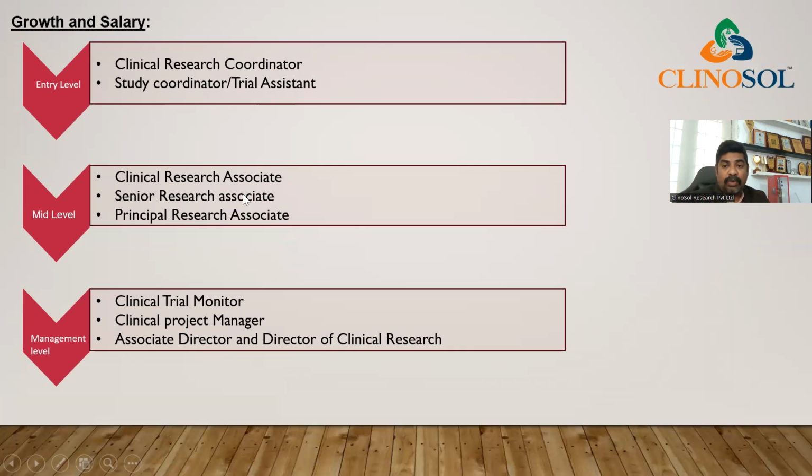So now what are the growth opportunities? These are the growth opportunities which we have taken from the internet, wherein we have assessed how career growth can occur. First, a person can start as a clinical research coordinator, then he can become a study coordinator or senior CRC. Then he can go on as a CRA, which is clinical research associate, senior CRA, and principal research associate. Then he can become a trial manager or project manager, or an associate director or clinical research director. So these are the growth levels from entry level to mid level to management level. These are the growth opportunities of a clinical research coordinator.